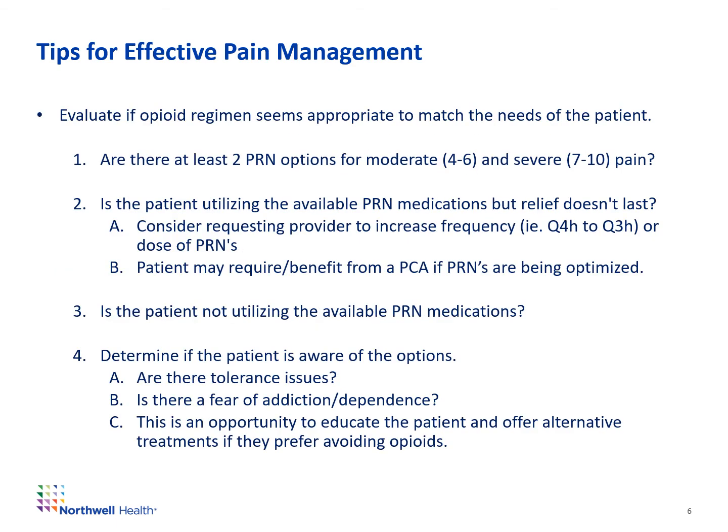Always ensure that the patient's opioid regimen matches their needs. Make sure that there's 2 PRNs available, and make sure that their doses are appropriate, and that they're actually getting relief when they receive their PRN. If their PRN doses are not lasting in between doses, maybe you can ask the provider to increase the frequency. If their doses are not effective, you can consider increasing the dose or request a PCA.